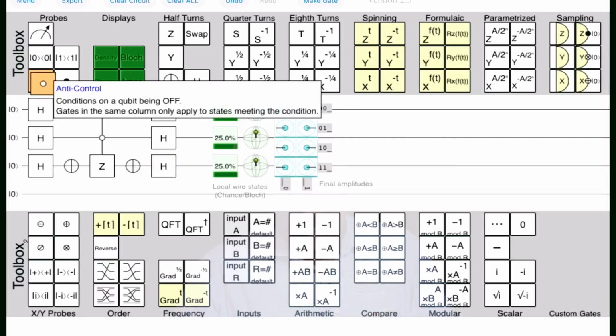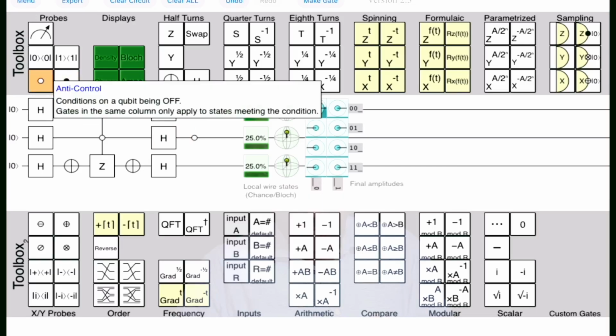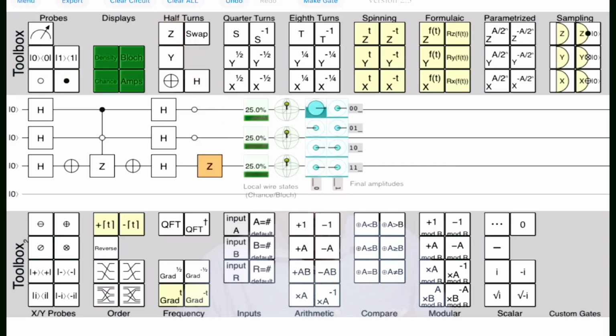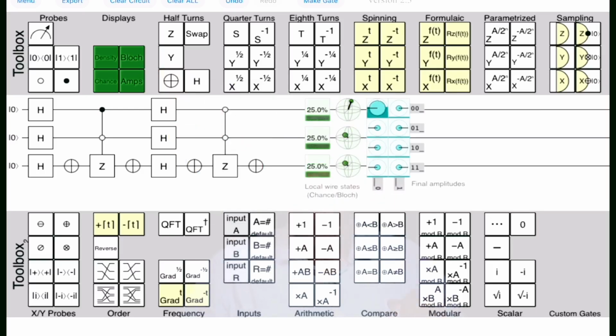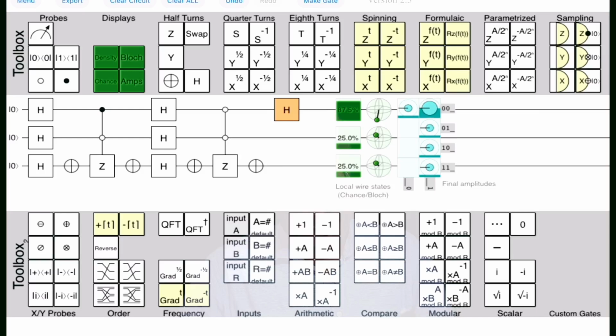But unfortunately here we are taking this Z, here we have X and this is X. So what it will do, it will change the phase of the zero state. And after that we have the Hadamard. That's it. Now please check what happened.